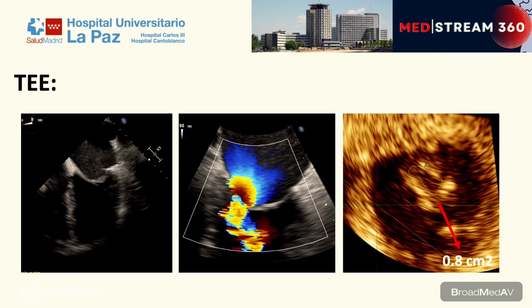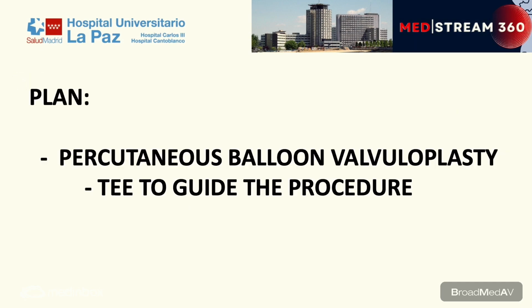Here we can see the images of a previous transesophageal study. In the first one, we can see that the valve is not calcified and the leaflets are thin and appropriate to do the procedure. The Wilkins score is 8, and in the second one, we can see the severity of the stenosis with Doppler color, and in the third one, we can see the small area of the valve in 3D planimetry. So we are going to do a percutaneous balloon valvuloplasty guided by transesophageal echocardiogram. Okay, so that's the case.